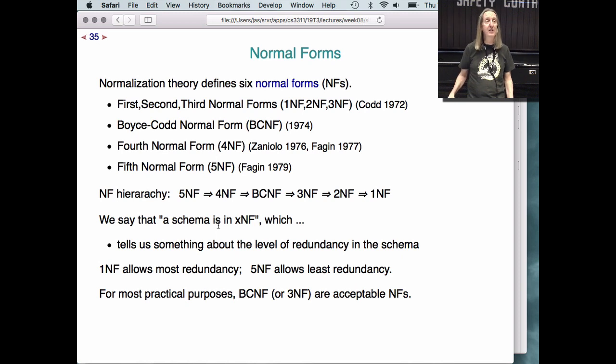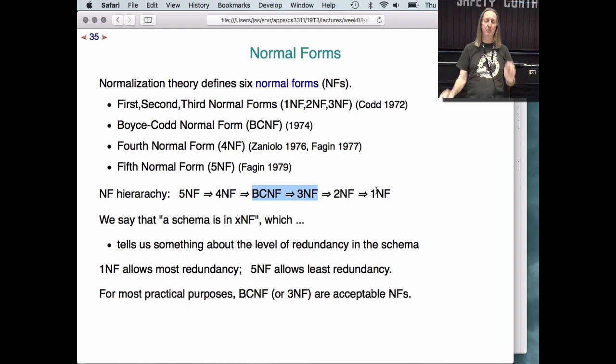So if something's in fifth normal form, it's guaranteed to be in fourth normal form, or BCNF, or third normal form, or second normal form, or first normal form. So saying that a schema belongs to a particular normal form tells us about the level of redundancy. So if a schema is simply in first normal form, then potentially it's full of redundancy. If it's in second normal form, it's got less. If it's in third normal form, it's got even less. If it's in BCNF, it's got even less redundancy, although these two things are kind of similar, and so on and so on. So normally we only worry about these.